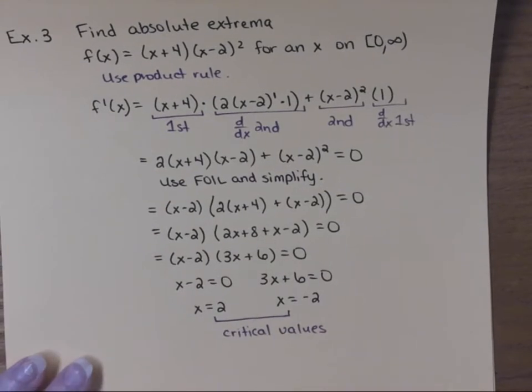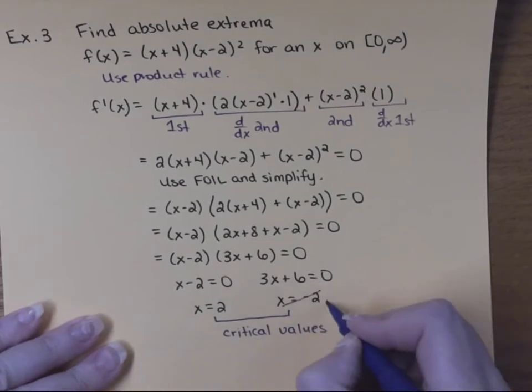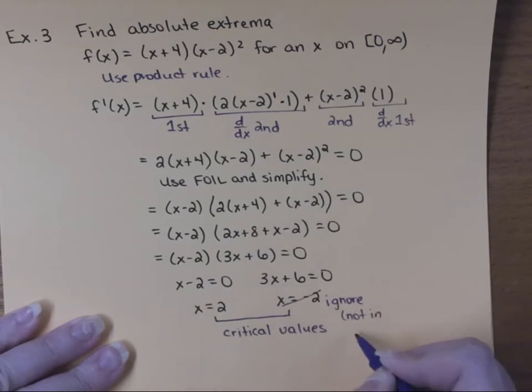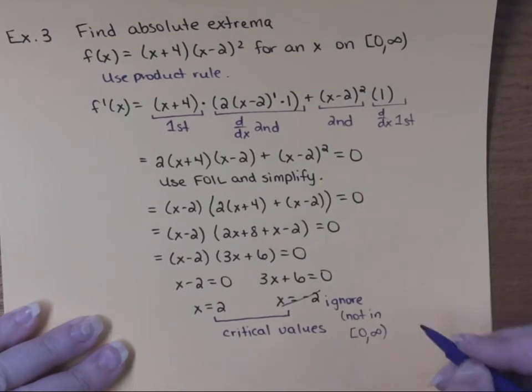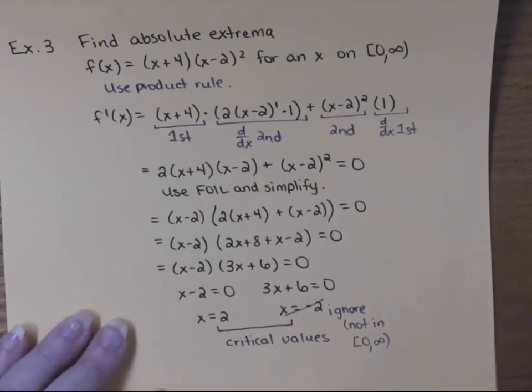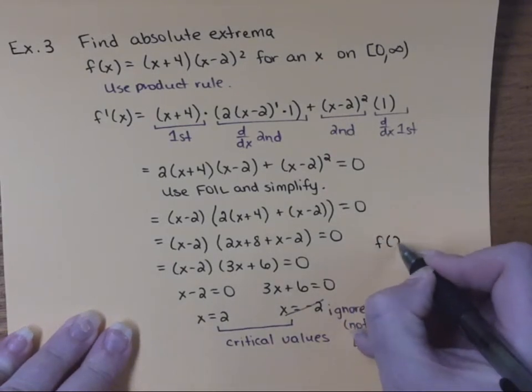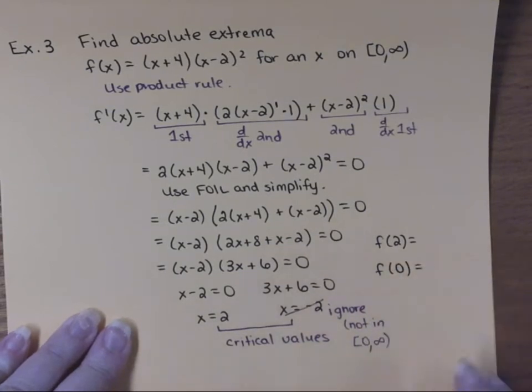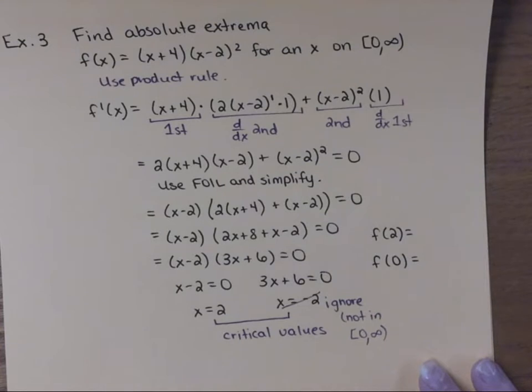Okay, so the first thing you want to do is make sure that these critical values are in the interval that we have. Notice this critical value should be ignored. We're going to find it, but we're going to ignore it, since it's not in the interval from 0 to infinity. So we don't really need to test that one. We actually just need to test f of 2. And then we also need any endpoints we have. Notice we just have 0 as an endpoint. So I just need to pick these and plug them in.